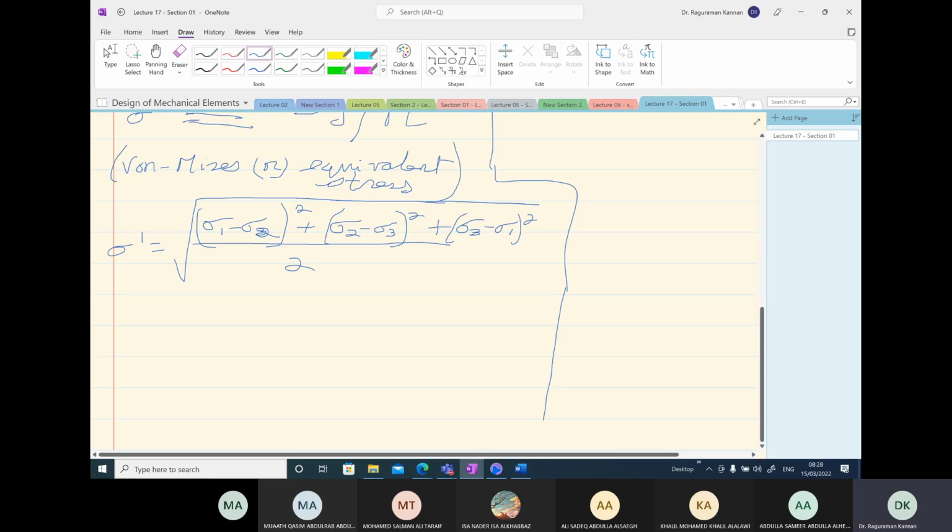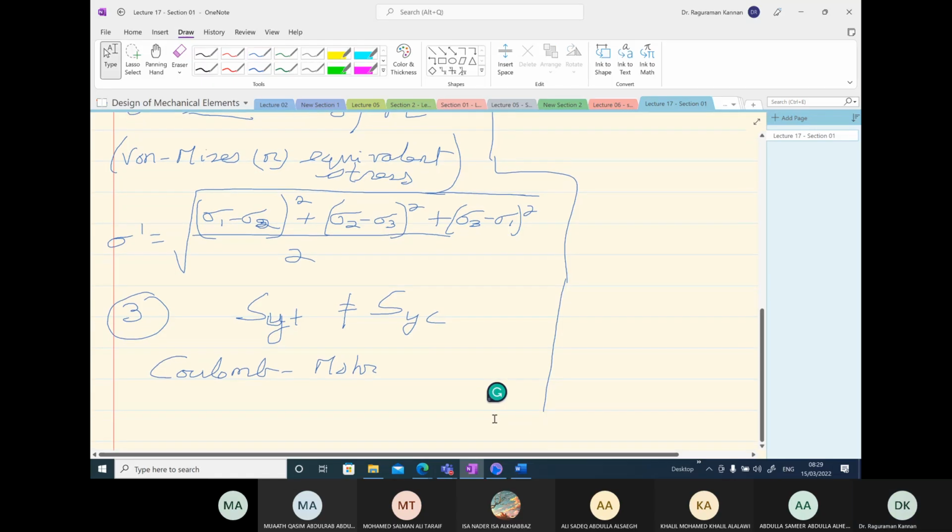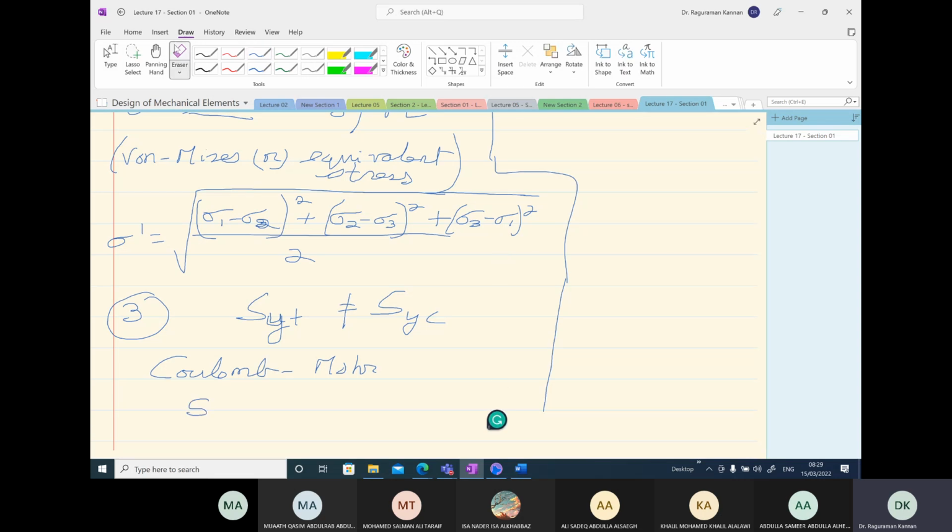Then for ductile materials, any other theory? We have one more theory. If the tensile properties are not equal, let's say this is SYT, we have to use SYC. If the tensile and the compressive properties are not equal, in that case we use Coulomb-Mohr theory. Okay. And in Coulomb-Mohr theory, since we have different properties, it's very similar to the maximum shear stress theory, except we have a slightly different equation. What is the equation we have?